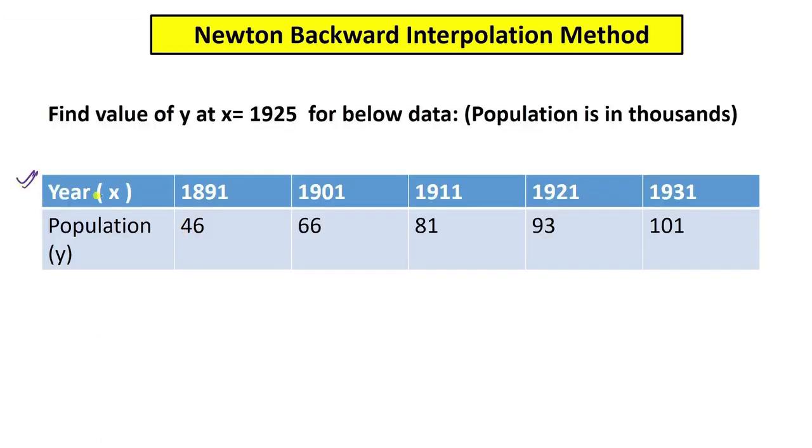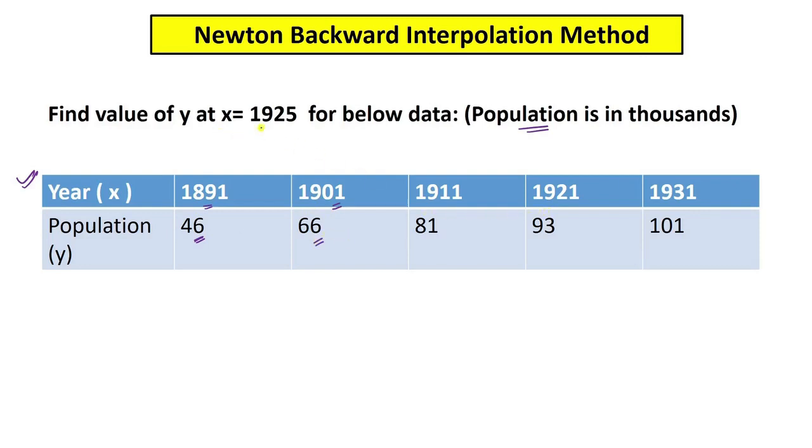So we are given this table with some values of x and some values of y. We have years as the values of x: 1891, 1901, and so on. In each year, the population is given. For example, in the year 1891, the population is 46, and you have to note that this population is given in thousands. So in 1891, the population is 46,000, and in 1901, the population is 66,000, and so on.